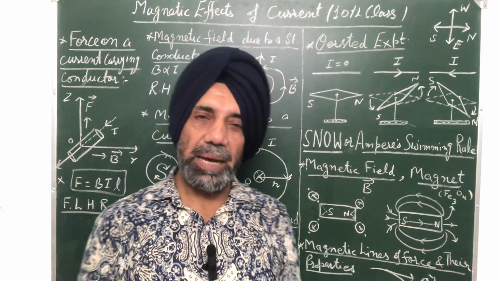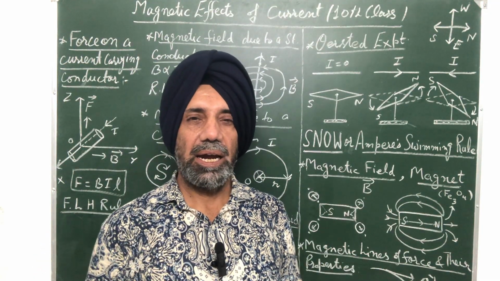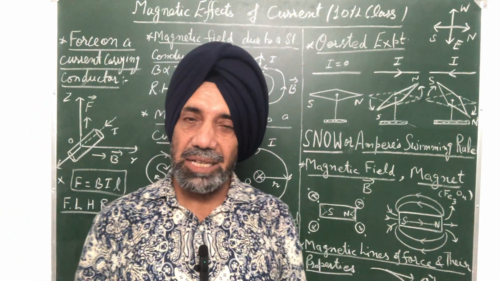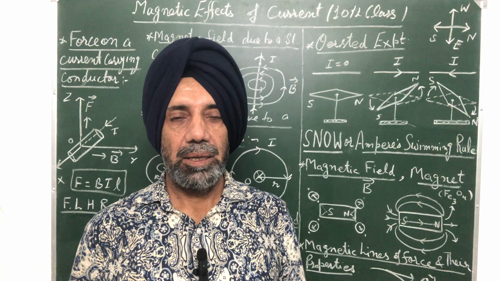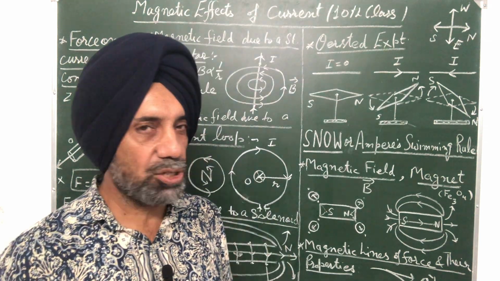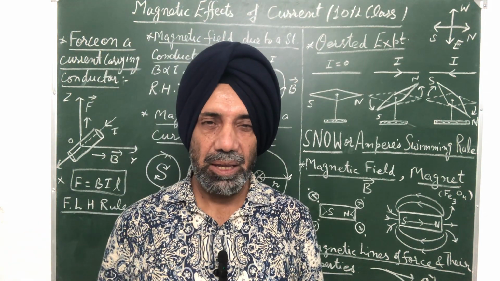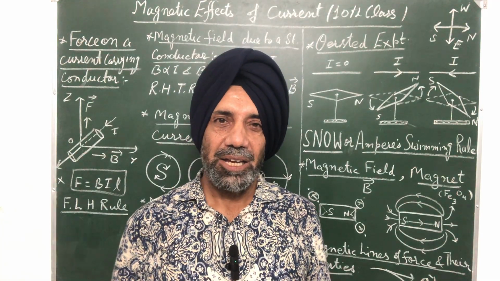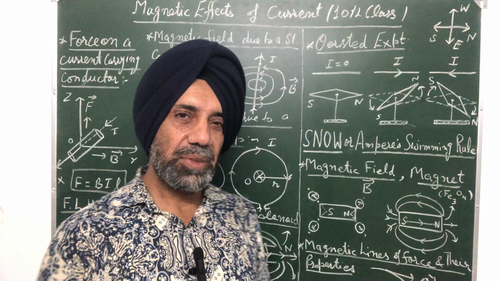Like poles repel each other, unlike poles attract each other. North and south poles always exist in pairs. Well, an isolated north or south pole can never exist. So north and south pole always exist together.